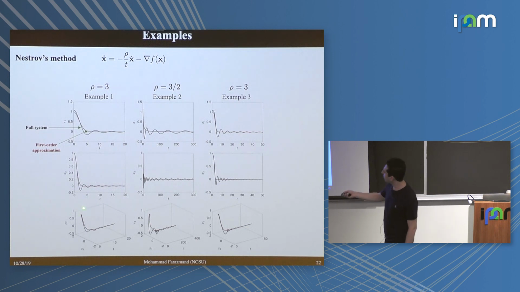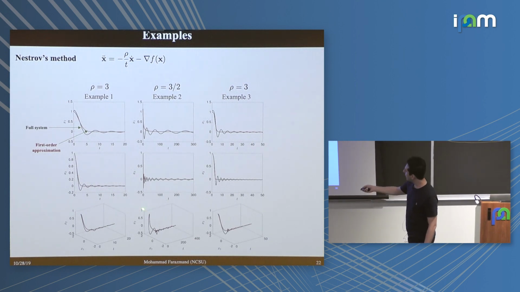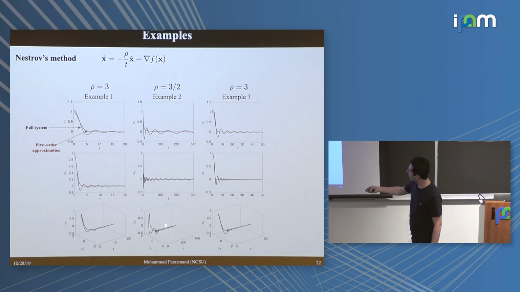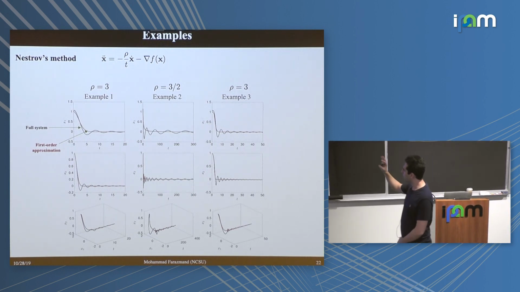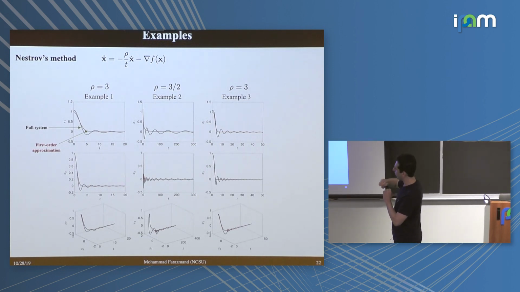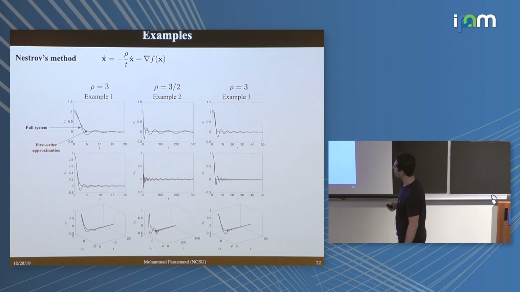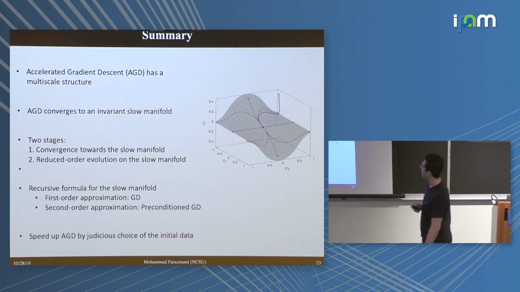This is maybe a better visualization, which is in time, x1 and x2, so I'm ignoring the velocity coordinates. You see, again, you have a lot of oscillations at the beginning, but eventually the oscillations die, and you converge to the trajectory of the gradient flow. Point being that the gradient flow is a first-order approximation of the Nesterov method as well.